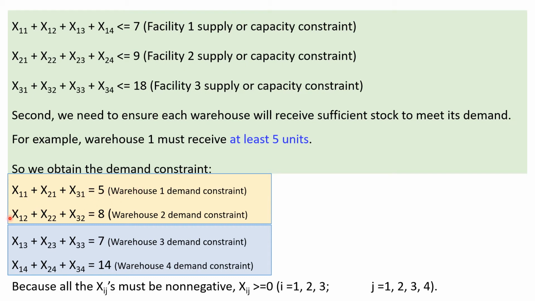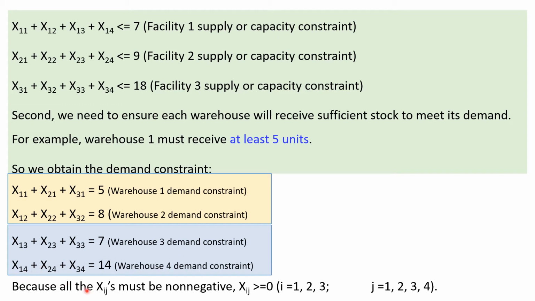And the same is true for the remaining. For warehouse 2, all the items coming from the 3 production facilities have to be equal to its capacity. And the next is warehouse 3. All the items coming from the 3 production facilities have to be equal to the demand requirements of warehouse 3, and the same is true for warehouse 4.